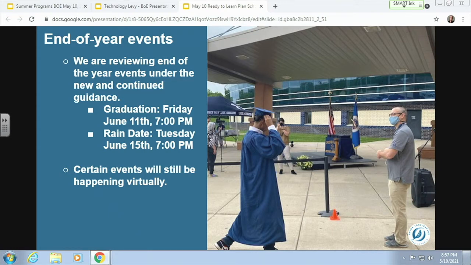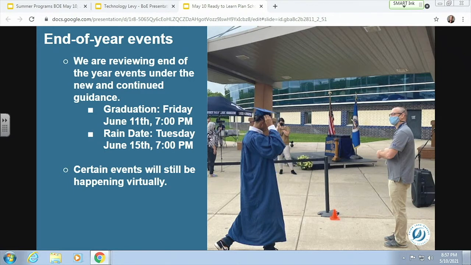Since the event is larger than 500, masks will be required. However, we will not need to follow any social distancing or capacity requirements. So that means that families will be able to invite as many people as they feel comfortable doing, as we have done in the past.